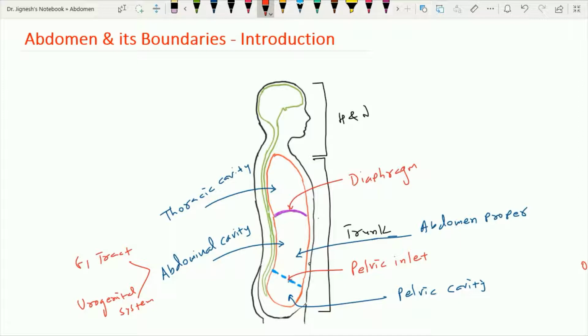So we can say that all these abdominal viscera present within the abdominal cavity are intra-abdominal but extra-peritoneal, except the ovaries in case of the female. And this peritoneum we are going to learn in detail in our upcoming video series.